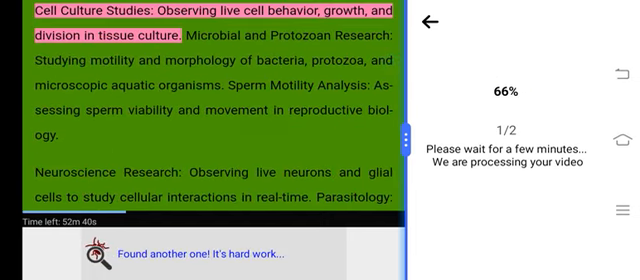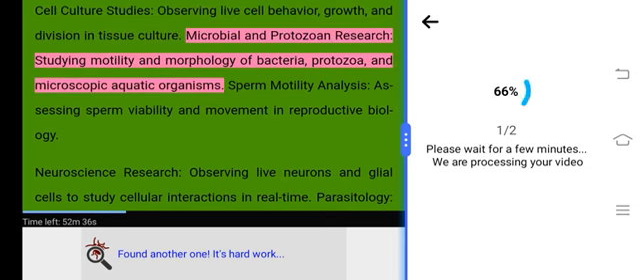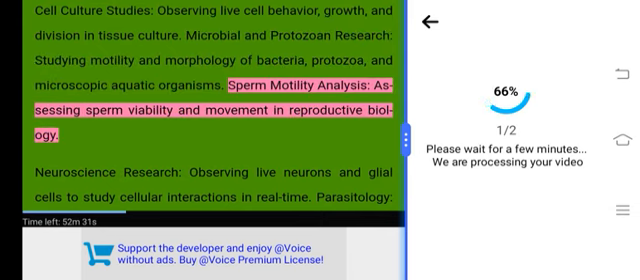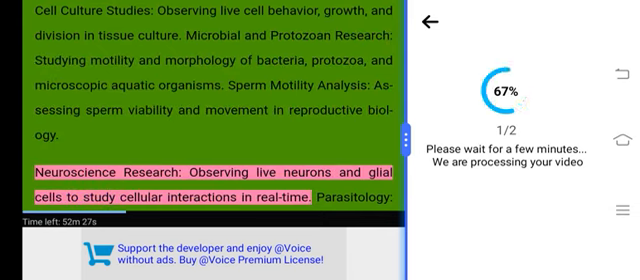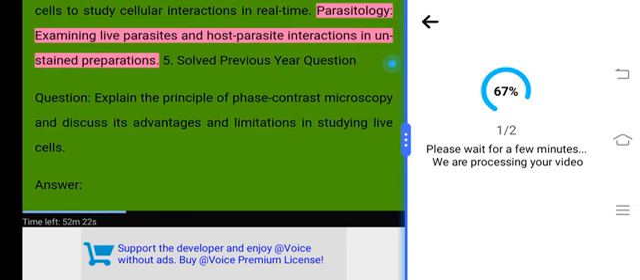4. Applications in zoology. Cell culture studies. Observing live cell behavior, growth, and division in tissue culture. Microbial and protozoan research. Studying motility and morphology of bacteria, protozoa, and microscopic aquatic organisms. Sperm motility analysis. Assessing sperm viability and movement in reproductive biology. Neuroscience research. Observing live neurons and glial cells to study cellular interactions in real time. Parasitology. Examining live parasites and host parasite interactions in unstained preparations.